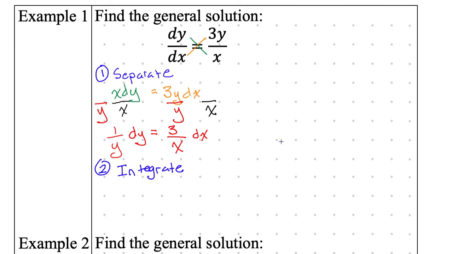So step 2, I now need to write the integral. So integral of, this is not 1 over y anymore. I don't like fractions. So it's y to the power of -1, there it is, y to the power of -1 dy is equal to 3x to the -1 dx. And then you actually take the integral. What's the integral of y to the -1?